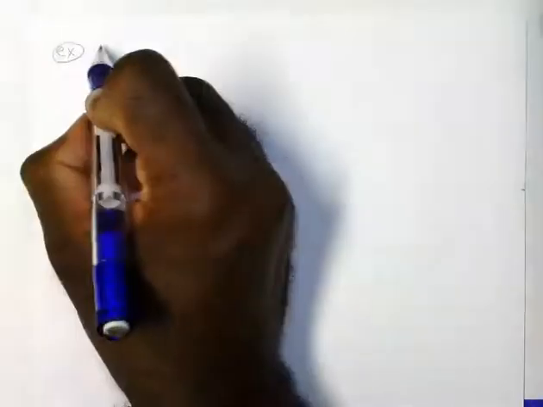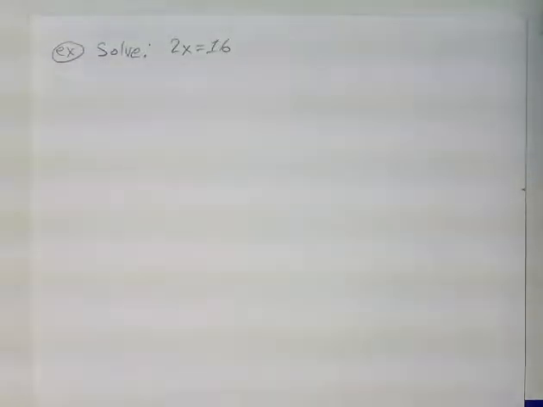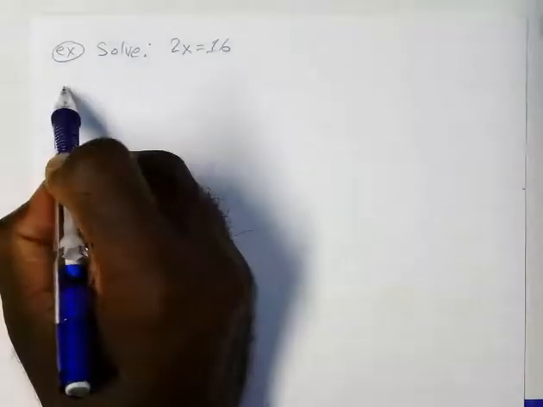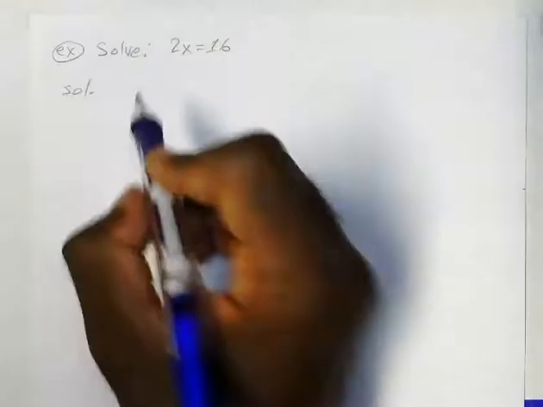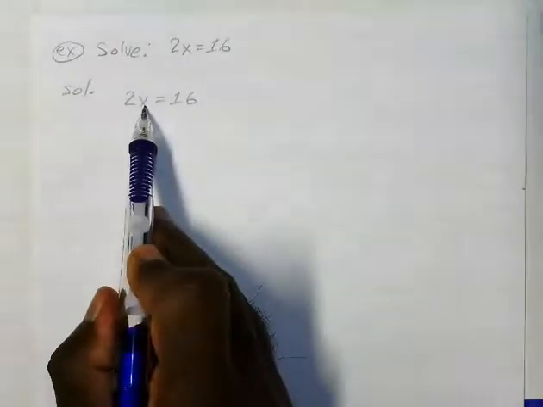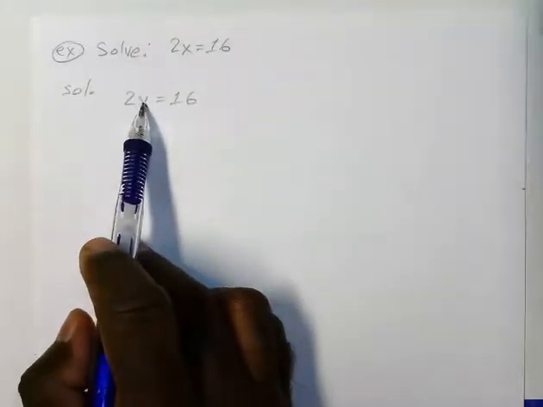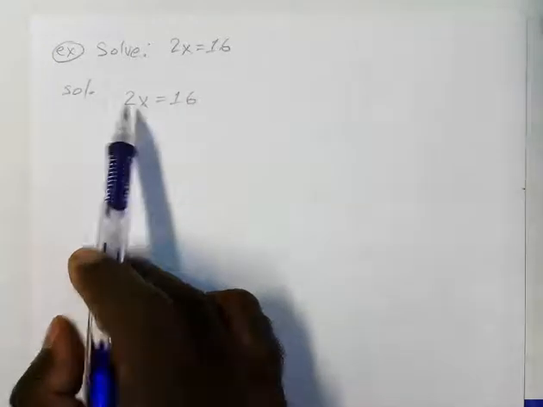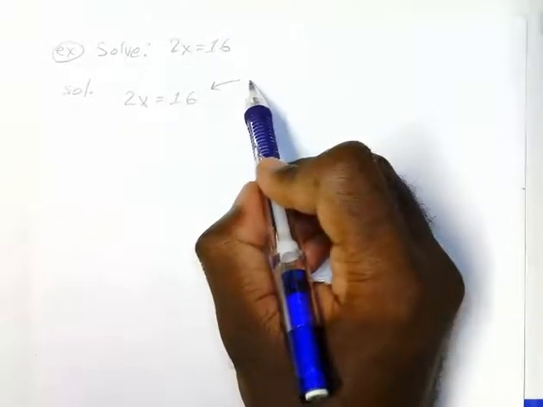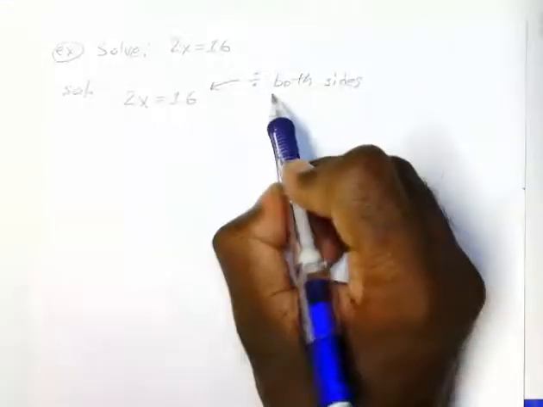Alright, so for our first example, let's say we wanted to solve 2x equals 16. To solve that one, I'm going to rewrite it. We have to divide both sides by the coefficient, which is 2. The goal here is to get the x by itself. So in order to do that, you have to divide both sides by whatever the coefficient is. I'll just use the division symbol: both sides by 2.